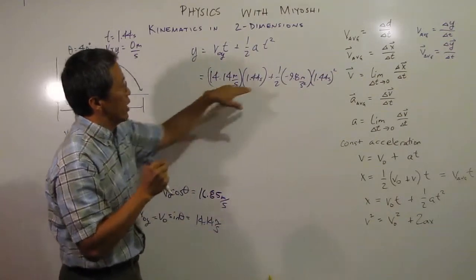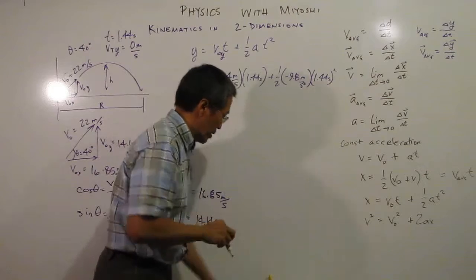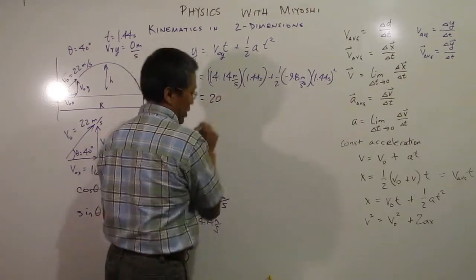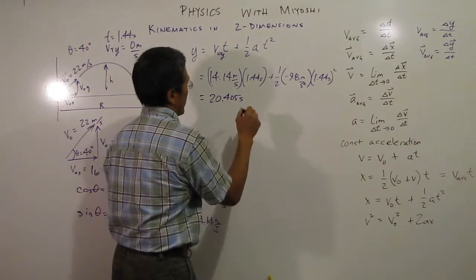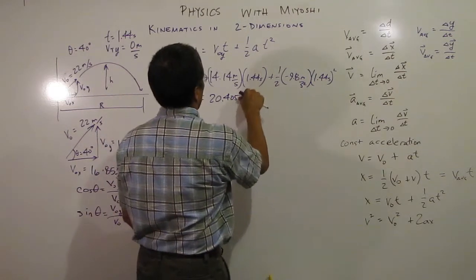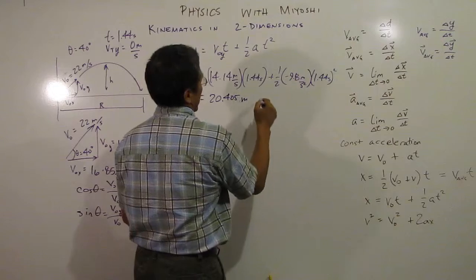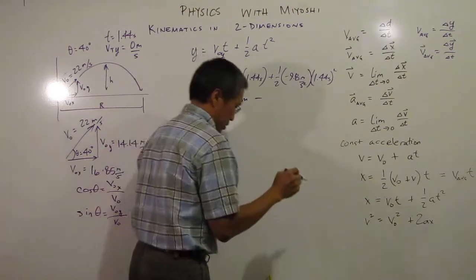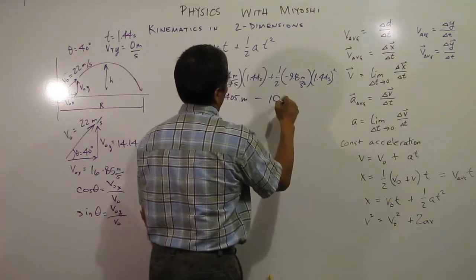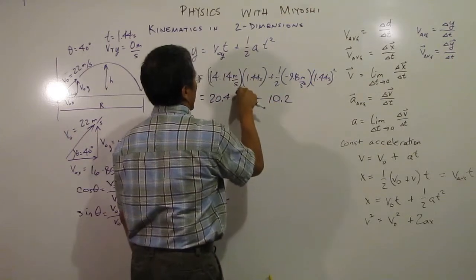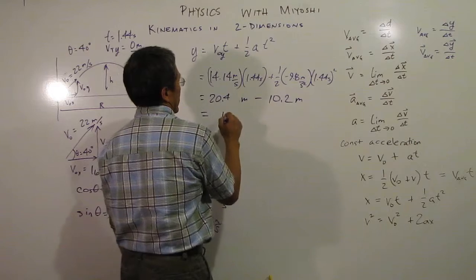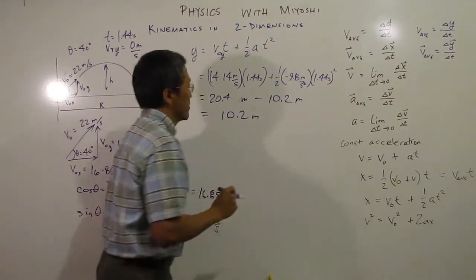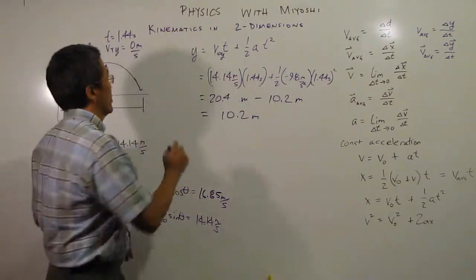And now if I do all this math, it ends up being 20.405 meters minus 10.2 meters, which will give me 10.2 meters. That's if I go up.